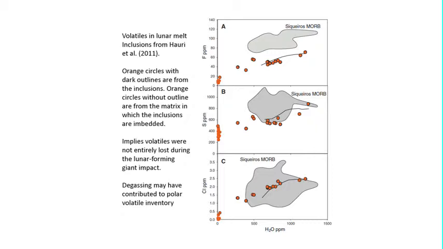So here you have water in parts per million, and these circles show water versus fluorine, water versus sulfur, and water versus chlorine. These are parts per million. These are the original melt getting up to 0.1%, I guess in counting, not in mass, but nonetheless, this is pretty wet for the moon.